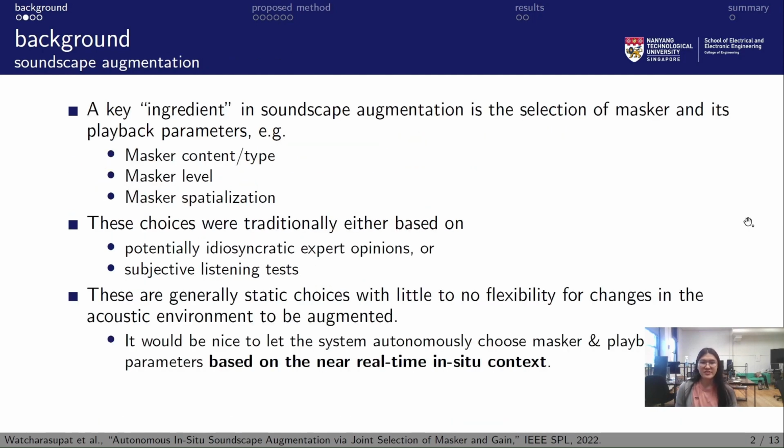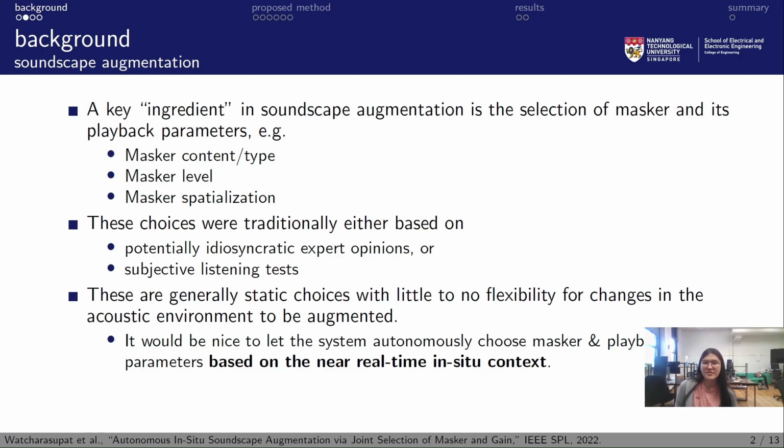A key ingredient in soundscape augmentation is the selection of the masker, which is what we are adding into the environment, and also how it is being played. These choices are usually based on potentially idiosyncratic expert opinions, using just one or two experts, or on subjective listening tests, which can be really time-consuming, labor-intensive, and expensive. Even when done really well, these are generally static choices with very little flexibility for changes in the acoustic environment.